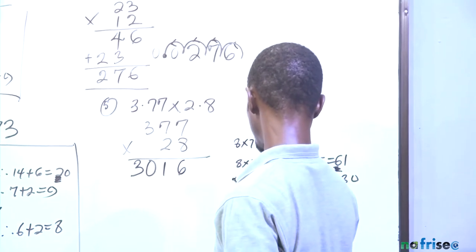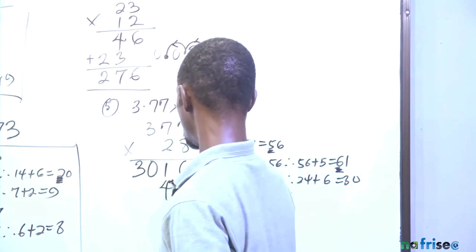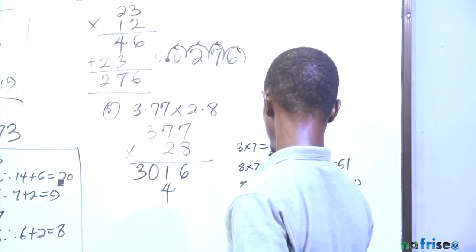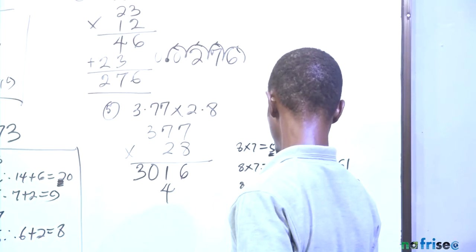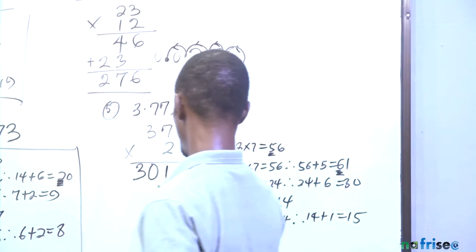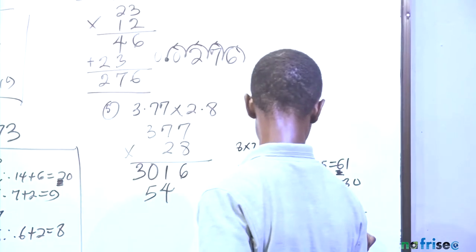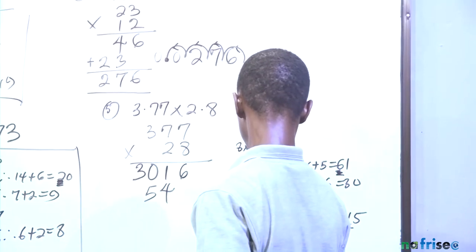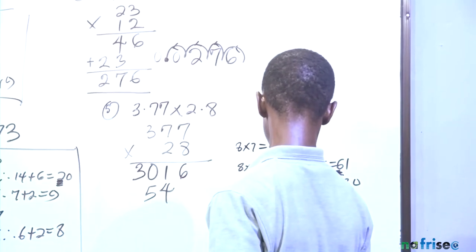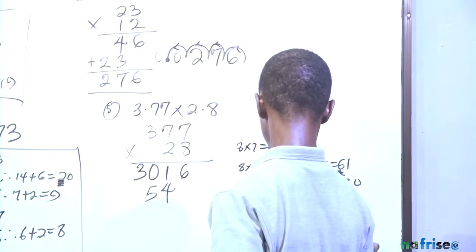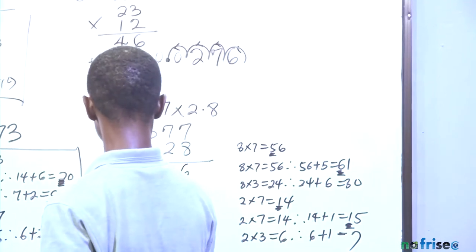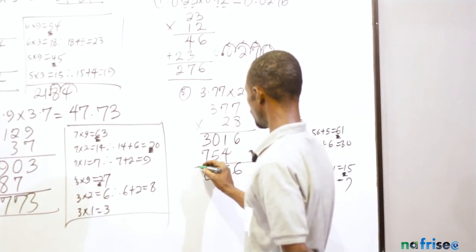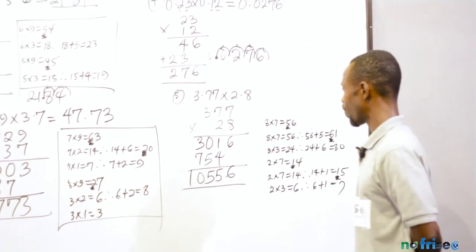2 times 7 equals 14. I'll write down 4 underneath 2. I'll carry 1. 2 times 7 equals 14. Therefore, 14 plus 1 equals what? 15. I'll write down 5. I'll carry 1. Then I'll take the last number. 2 times 3 equals 6. Therefore, 6 plus 1 equals what? 7. So I'll write my 7 here. So the sum total is 6, 5, 5, 0, 1. So I have 1, 0, 5, 5, 6.